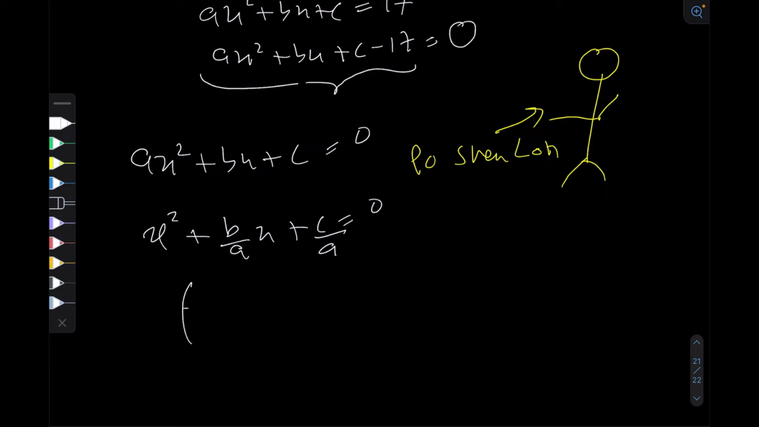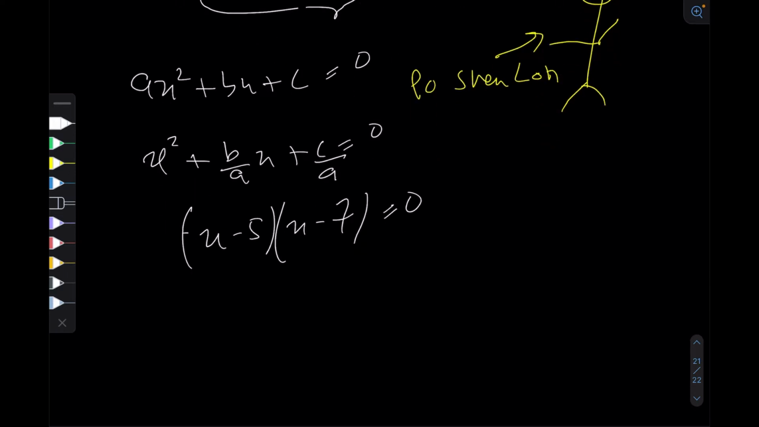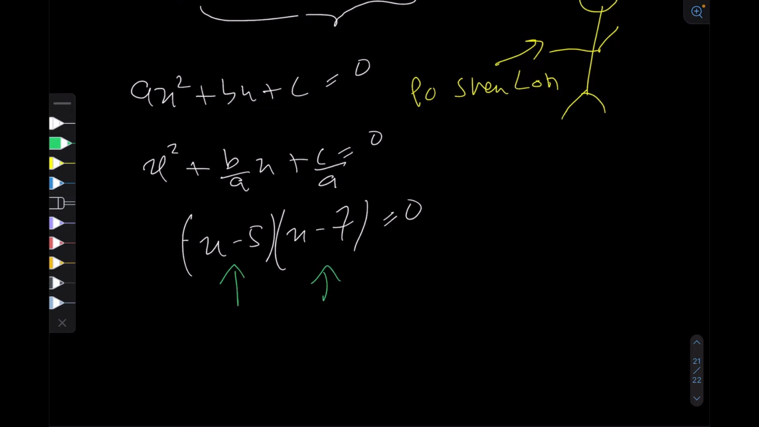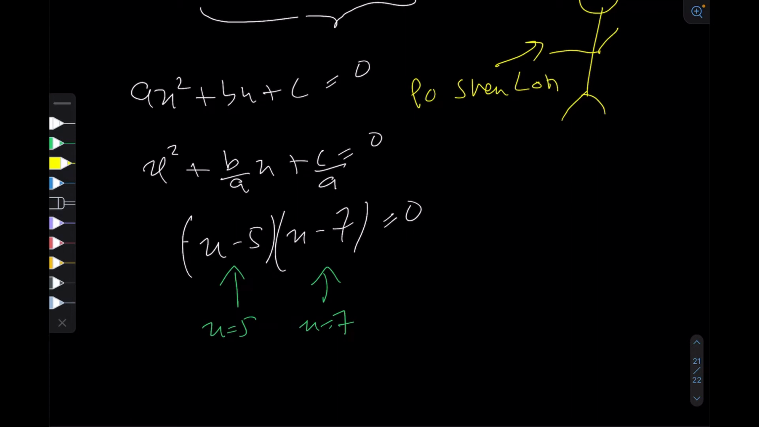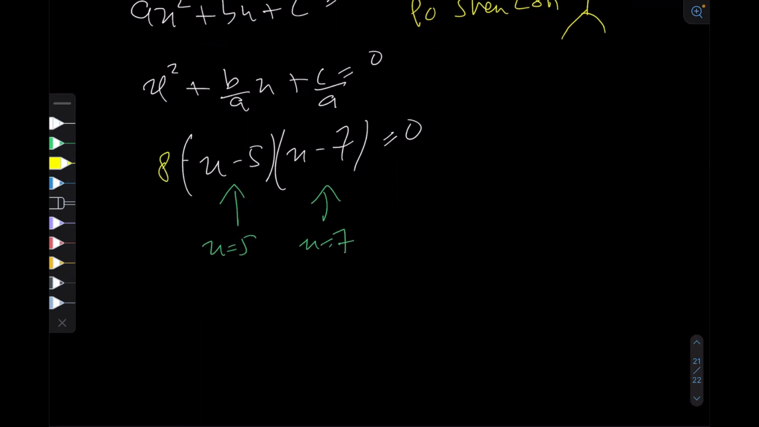So if we take any quadratic, let's say x minus 5 and x minus 7, if you want to find when this is 0, well, it will be either when this is 0 or this is 0, because 0 multiplied by anything is 0. This is 0 when x is equal to 5, this is 0 when x is equal to 7, so these are your roots. Now, the thing is that I can multiply this whole thing by any number and it still won't change the answer. So if I multiply both sides by, let's say, 8, the roots of the equation are still the same.